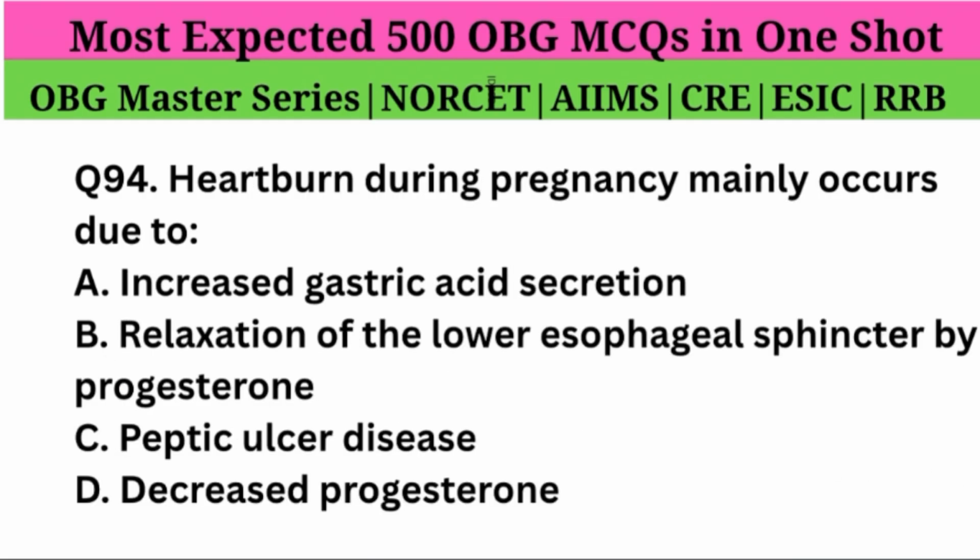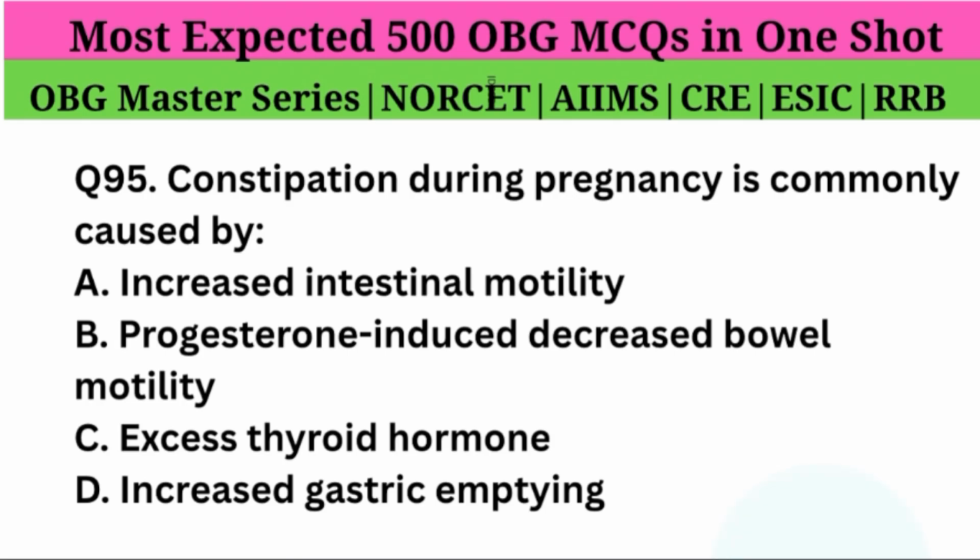Next question, heartburn during pregnancy mainly occurs due to. Your correct option is option B, relaxation of the lower esophageal sphincter by progesterone. Next question, constipation during pregnancy is most commonly due to. Your correct option is option B, progesterone induced decreased bowel motility.